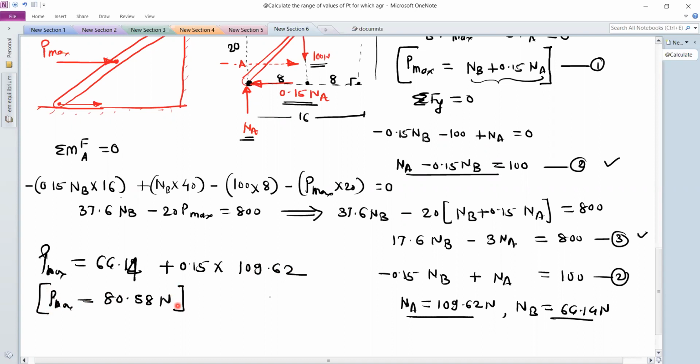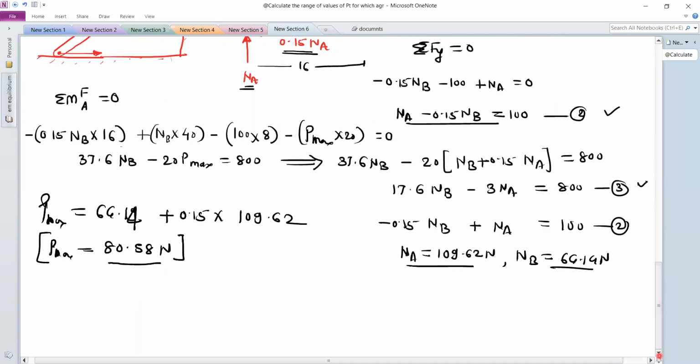So this is the maximum value. If you exceed the P value beyond 80.58, then you can observe complete motion of the given ladder. Up to this value, the ladder will be in equilibrium or on the verge of motion. Verge of motion means it is the limiting condition for equilibrium. After that, the body will start the motion.